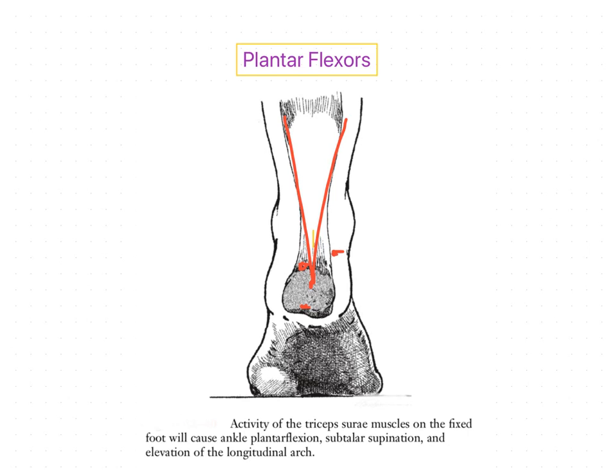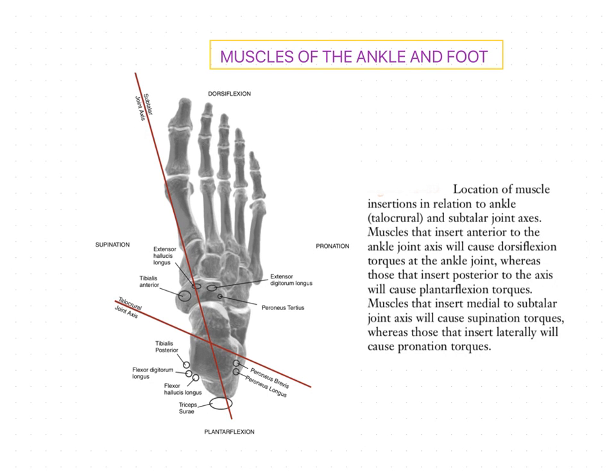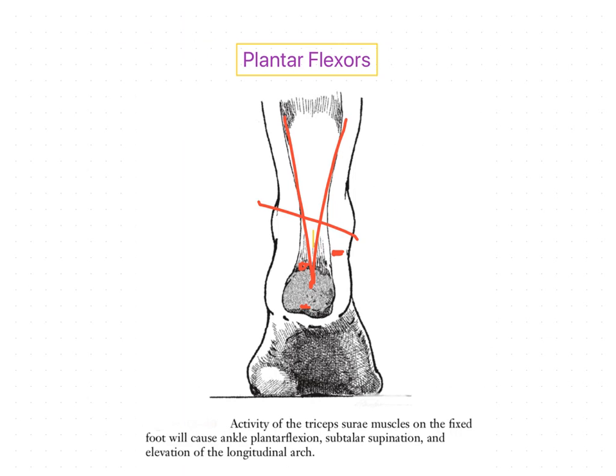That means it is having a large moment for plantar flexion. Here you can see the joint axis and where the muscle is located. This becomes the larger moment because the muscle insertion is far away from the joint axis here, which creates a larger moment and helps in plantar flexion.